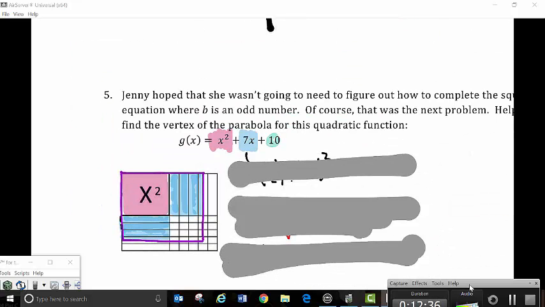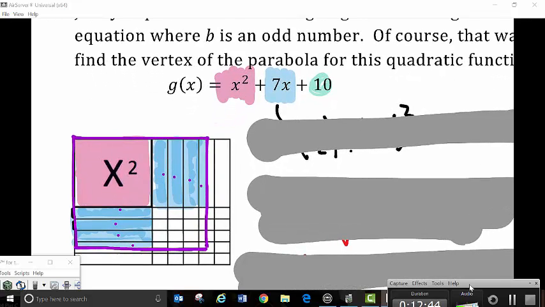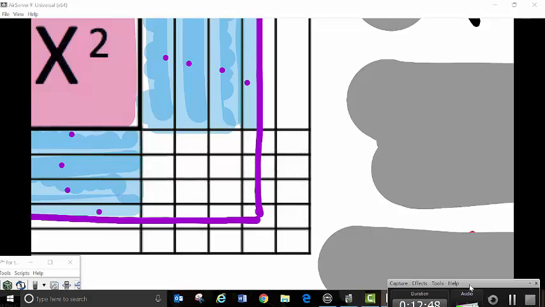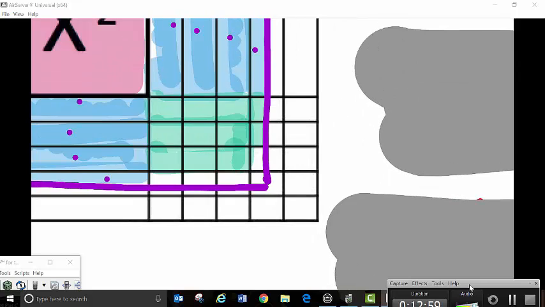Okay, now, so we have x squared plus 7 x's, because 1, 2, 3, 4, 5, 6, and 2 halves make 7. And now we have 10 squares. So let's see. 1, 2, 3, 4, 5, 6, 7, 8, 9. Okay, and here's 2 halves, so 10. Oh, look, we're short some again. How many are we short?